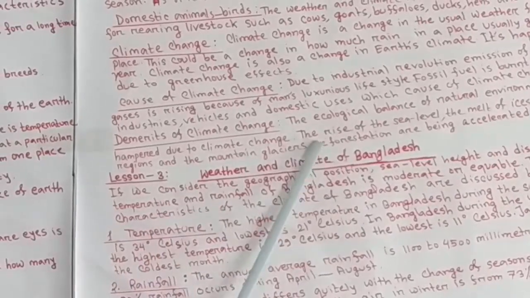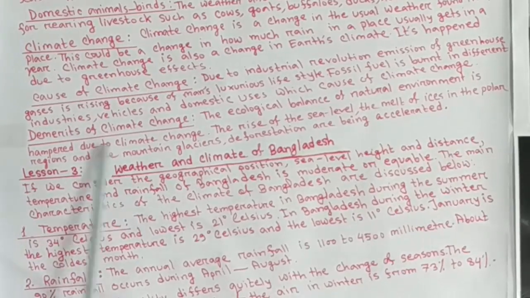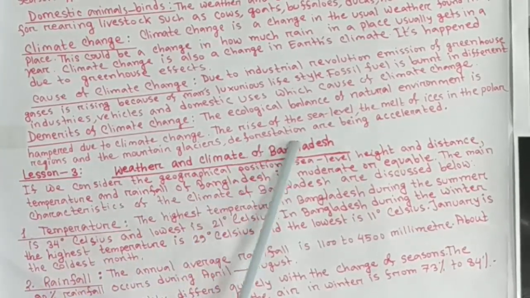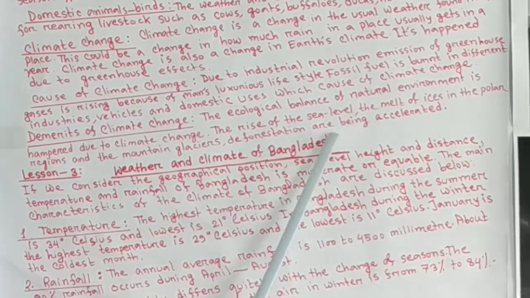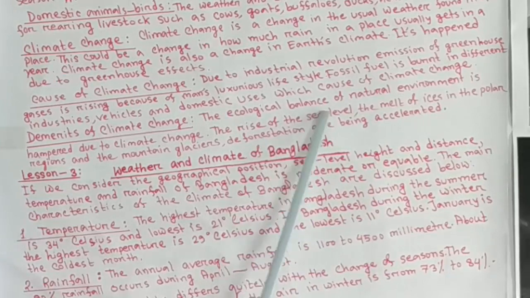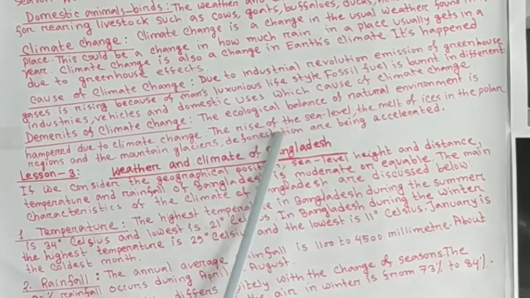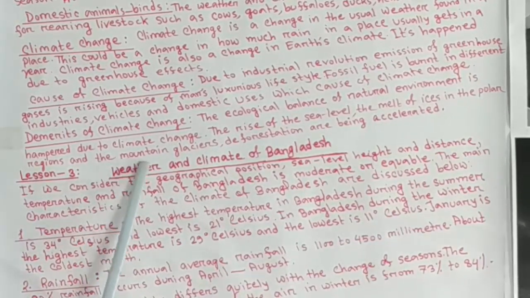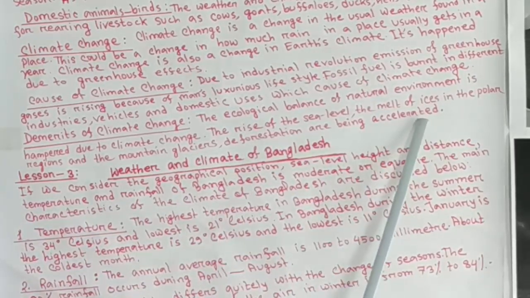Okay, now the rise of the sea level, the melt of ice in the polar regions and the mountain glaciers, and deforestation are being accelerated. So what are the demerits? First of all, the ecological balance of the natural environment is hampered due to climate change. Second one, the rise of sea level. Third one, the melt of ice in the polar regions. And the fourth one, the mountain glaciers. And fifth one, deforestation are being accelerated.